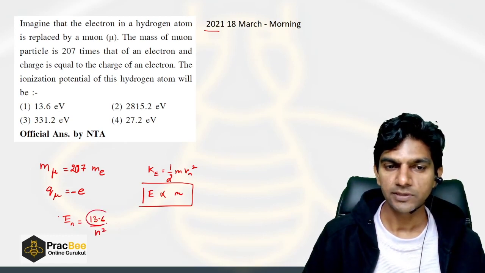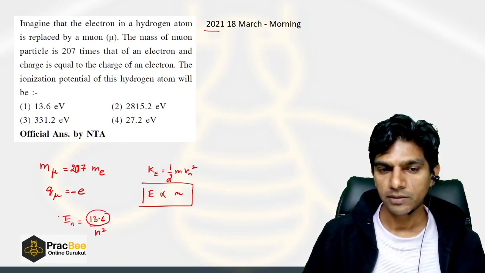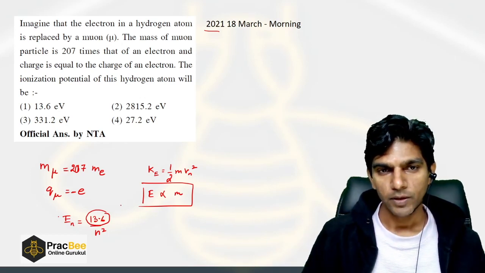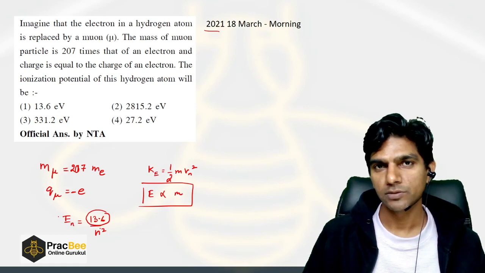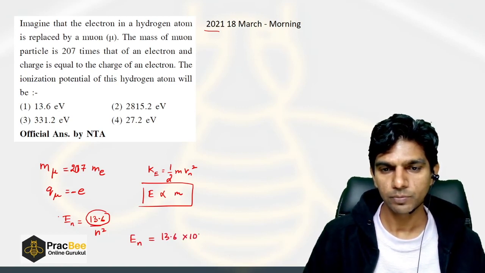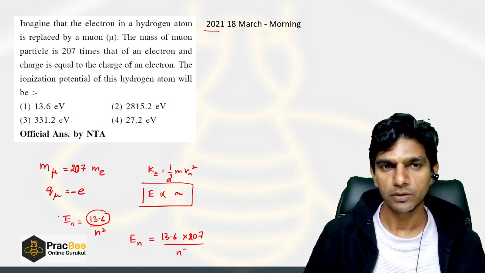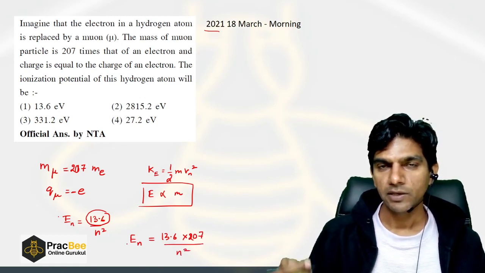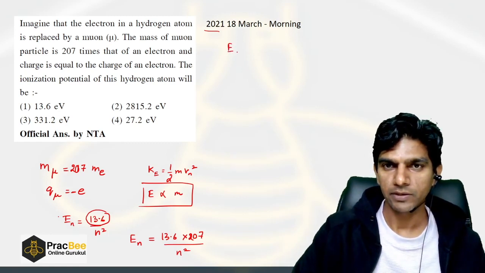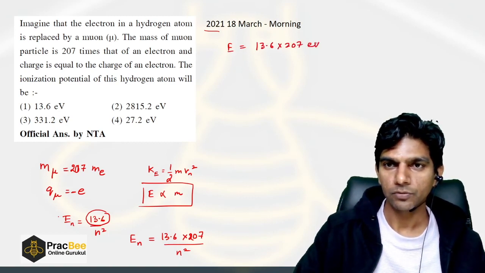Now this 13.6 will change, because in this 13.6 we have used the mass of the electron. Now we have to use the mass of the muon, and the mass of the muon is 207 times the mass of the electron. So the ionization energy will be 207 times 13.6 by n square. If the muon is present in the ground state, n will be 1. So we can say the ionization energy will be 13.6 into 207 electron volt.